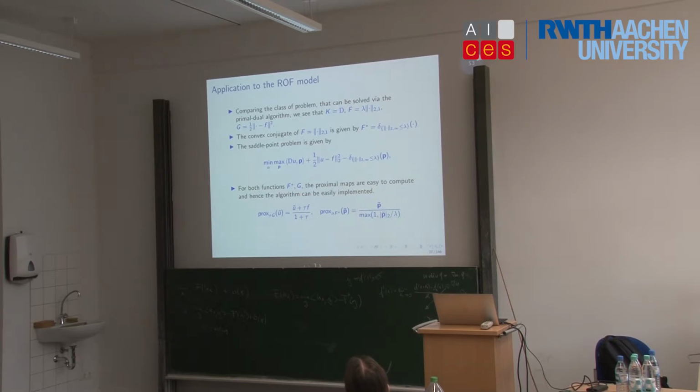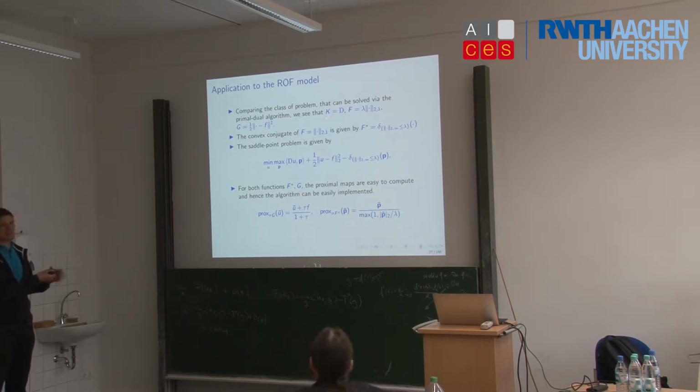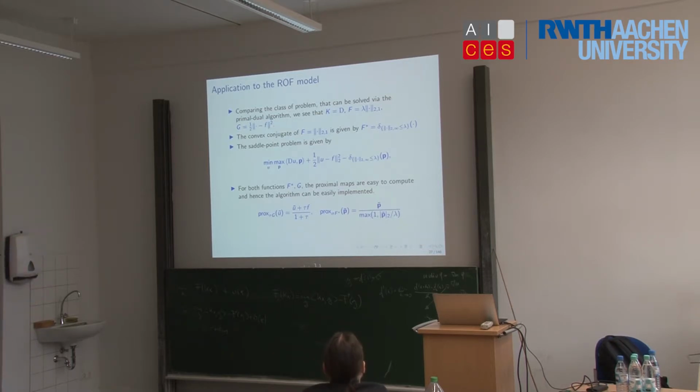Now let's apply this to the ROF model, finally. So in the ROF model, we know that the linear operator is our finite differences operator. The f function is lambda times this mixed 2,1 norm, and g is just a quadratic difference. So in the primal-dual algorithm, we need the convex conjugate of this mixed 2,1 norm. And actually, the convex conjugate of a norm is always the indicator function of the dual norm ball.